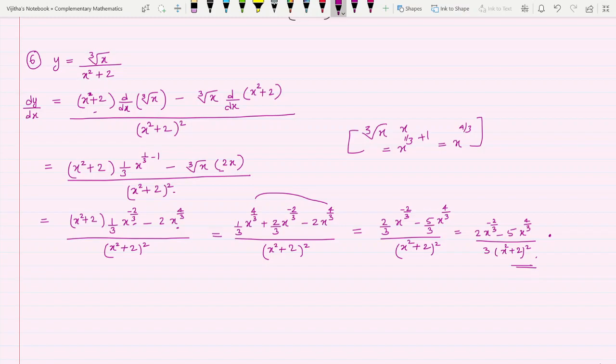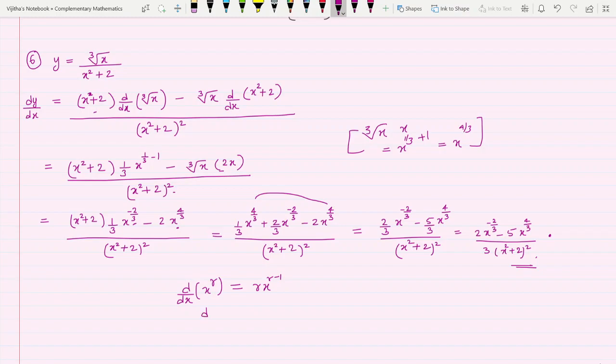Okay, so we will stop here. In this class we have seen that the power rule for finding the derivative can be extended even if the power is a rational number. So in general, if we have to find d/dx of x^r, where r is a rational number, then you can apply the same rule, that is r into x^(r-1).